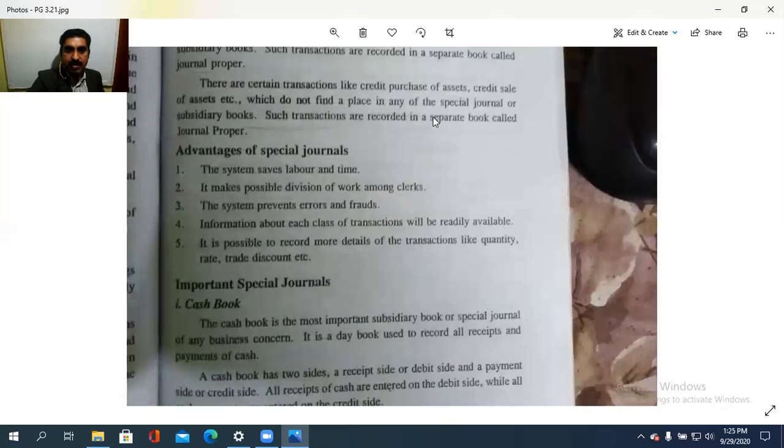Then, advantages of the special journals. The system saves labor and time also.